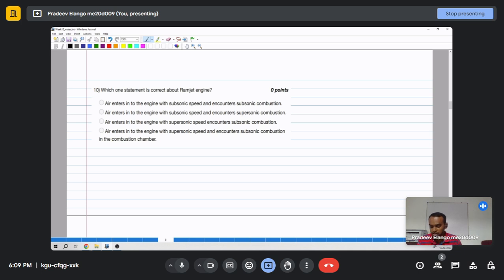Which one statement is correct about ramjet engine? Air enters into the engine at subsonic speed and encounters subsonic combustion. Air enters the engine at subsonic speed and encounters supersonic combustion. Air enters the engine at supersonic speed and encounters supersonic combustion. Air enters the engine at supersonic speed and encounters subsonic combustion. So option B is correct.